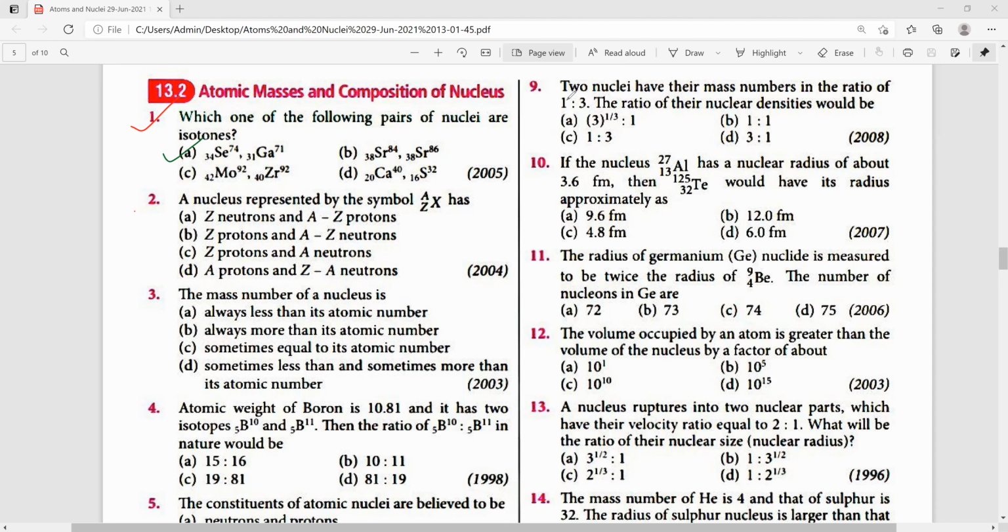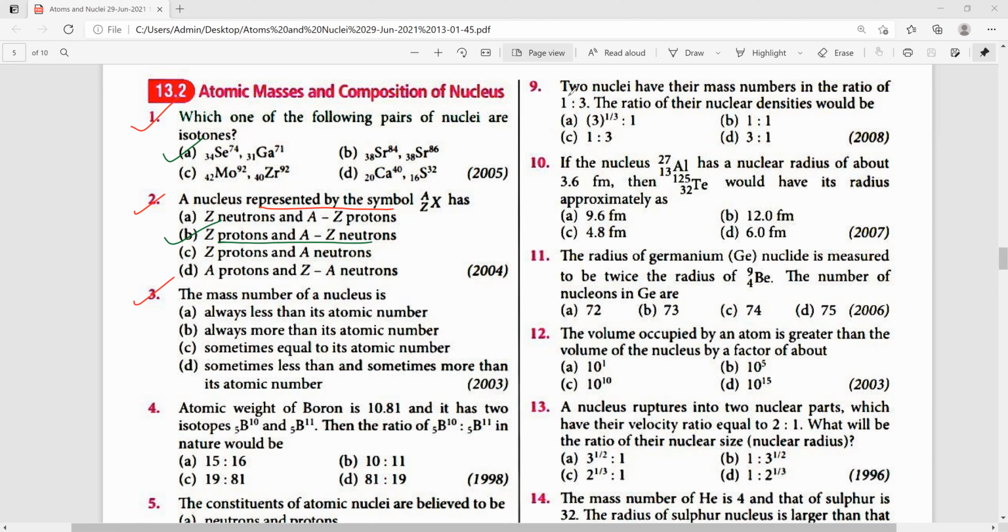Second one: the nucleus represented by the symbol X with A and Z has how many neutrons? Z is protons, A minus Z means neutrons. Z is the number of protons and A is the total number of protons and neutrons. Therefore, this one is the right answer.